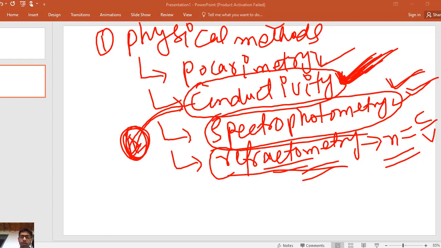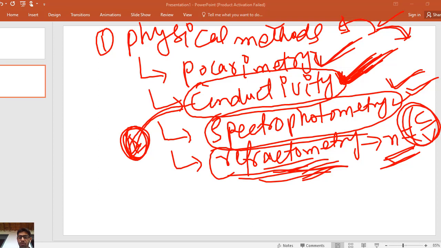Similarly, in polarimetry we pass light through the solution. The light can be rotated to the right or left, and from this we can determine the equilibrium concentration. Similarly we can determine the concentration from the refractive index. If the refractive index is high, the concentration will be high. If the refractive index is small, then the concentration will be small.